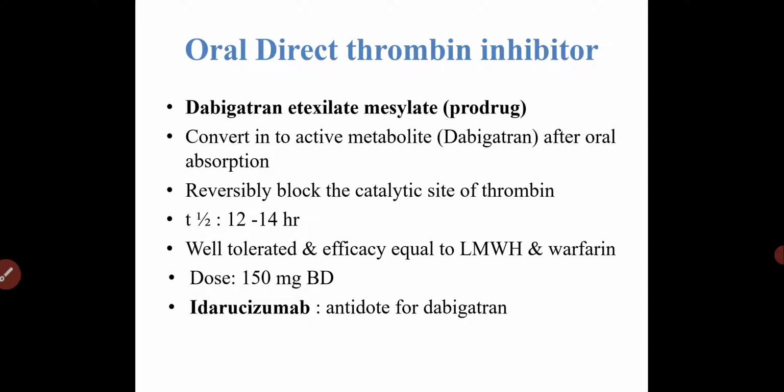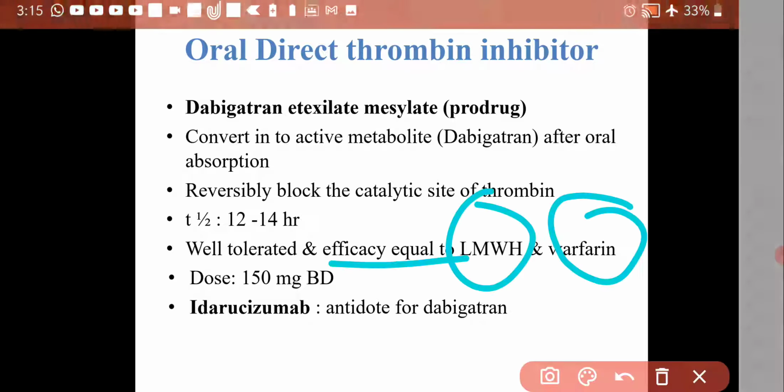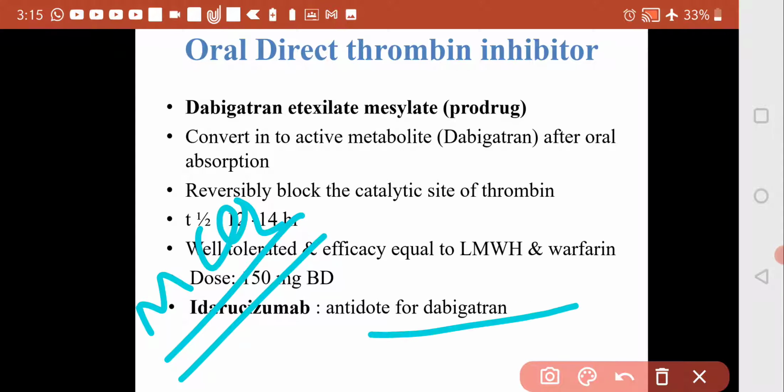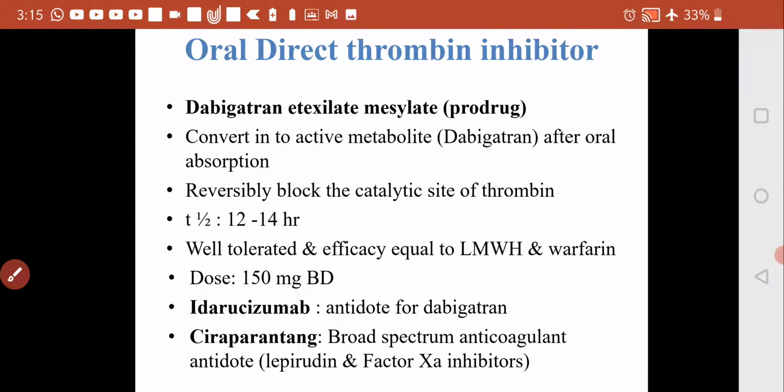The antidote for dabigatran is idarucizumab. Try to remember this word. It is useful for MCQ purposes also. If an MCQ asks the antidote of various drugs, for dabigatran it is idarucizumab. Try to remember this word, idarucizumab.